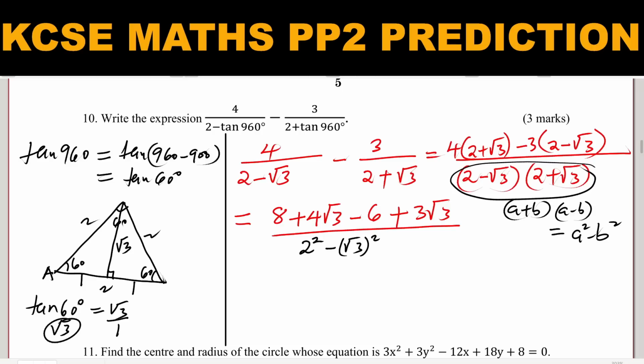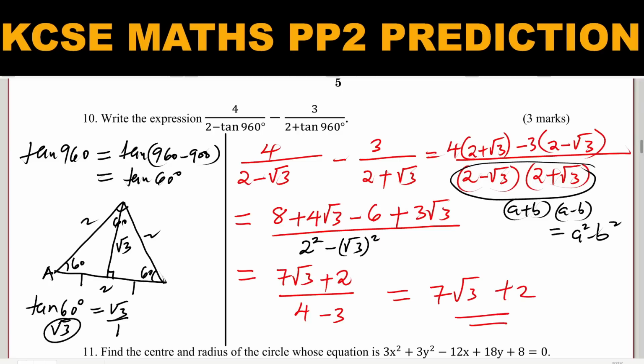So from here, like terms, so you have 4 root 3 plus 3 root 3, that will give 7 root 3. Then 8 minus 6, of course that one you get 2. And that one will be positive. So that is what we get in the numerator. In the denominator, this will be 2 squared is 4. Subtract root 3 squared is 3. And therefore, this will give 7 root 3 plus 2. And this is the simplified solution.